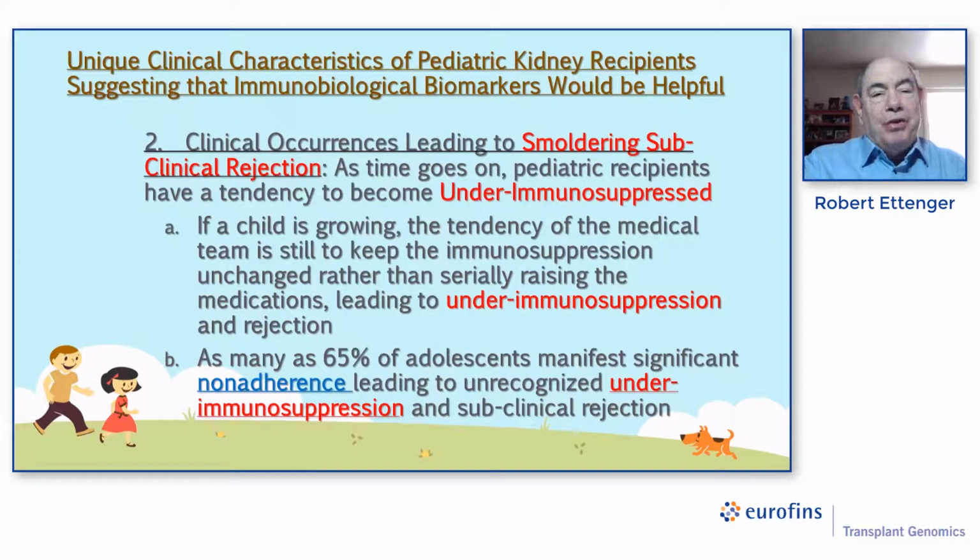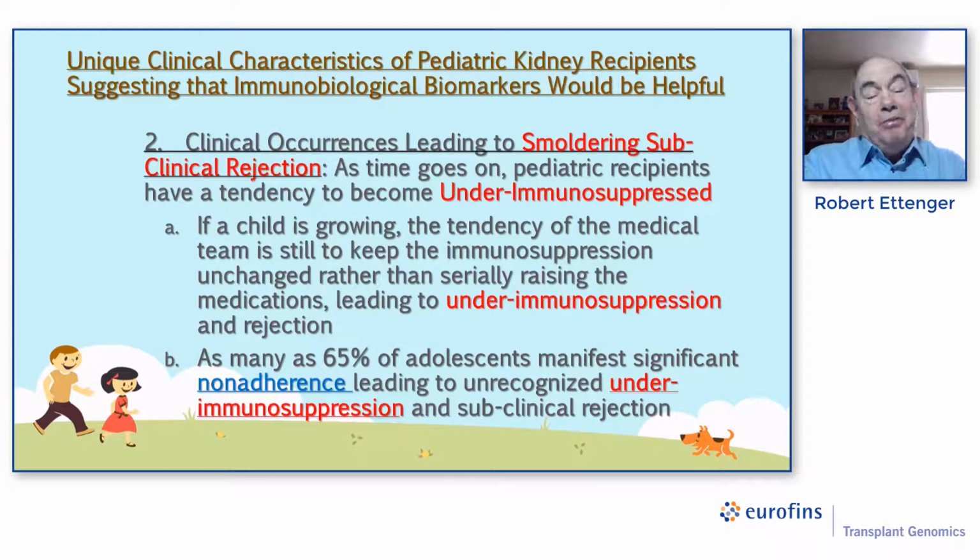Another unique clinical characteristic that leads to smoldering subclinical rejection is the fact that children may be unknowingly under-immunosuppressed as time goes by. For example, if a child is growing, the tendency of the medical team is still to keep the immunosuppression unchanged rather than serially raising the medications pegged to the child's size, BMI, or height. This may lead to under-immunosuppression and subsequent rejection.